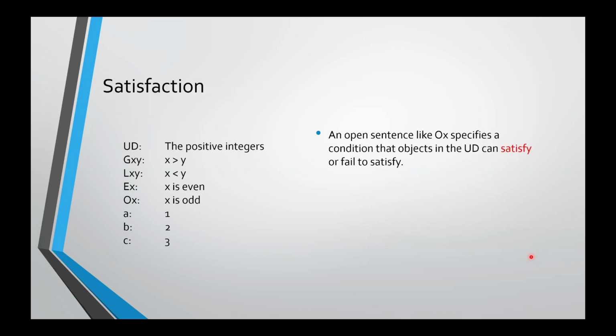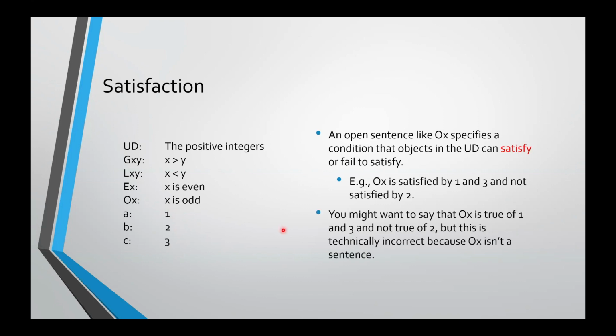Now, before we get into the truth values of quantified sentences, we need to introduce this notion of satisfaction. If you have an open sentence like Ox, X is odd, what this does is it specifies a condition, being odd, that objects in the universe of discourse can satisfy or fail to satisfy. In this particular case, being odd is satisfied by 1 and 3. It's not satisfied by 2.